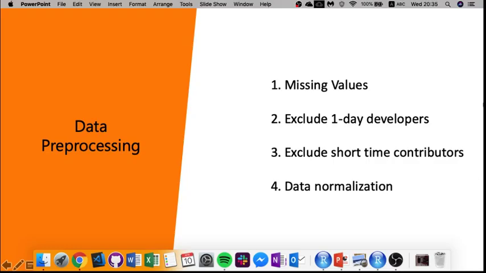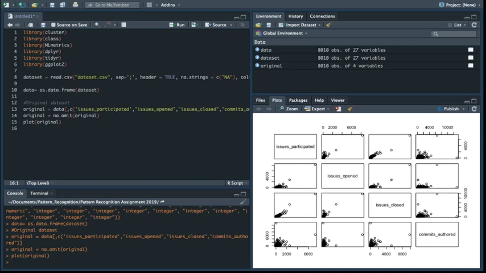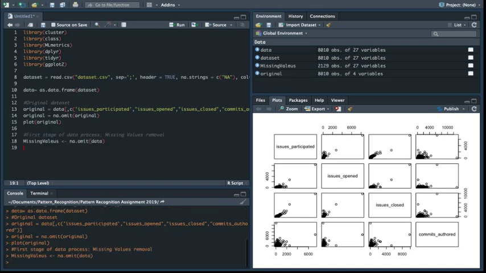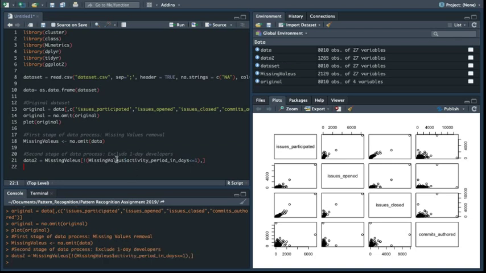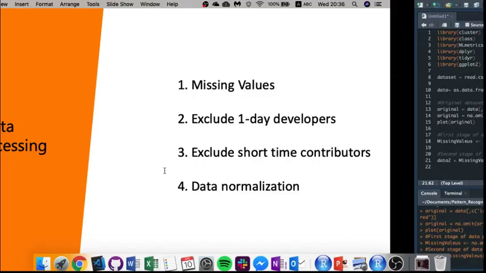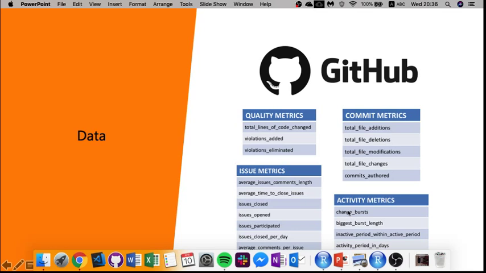So the first step, as we said, is to eliminate the missing values, and after that we are going to exclude all the one-day developers by reducing our data set to take just a part of it, using the activity period in days to be less than 1. And the activity period in days, we can see here, is a metric of the activity.